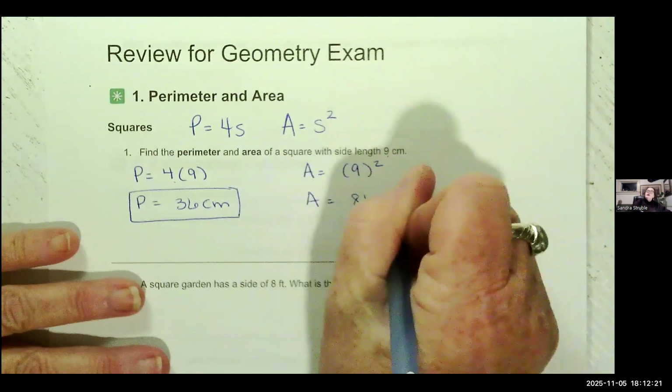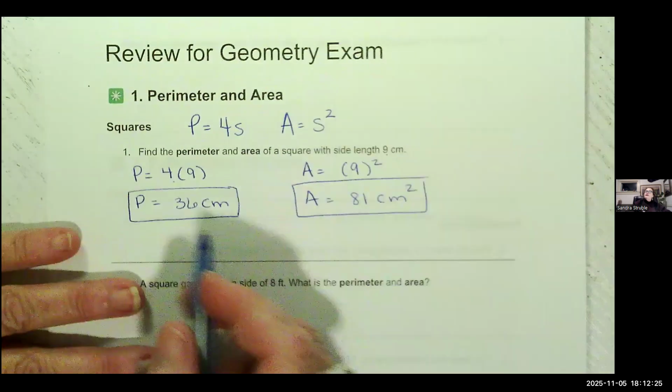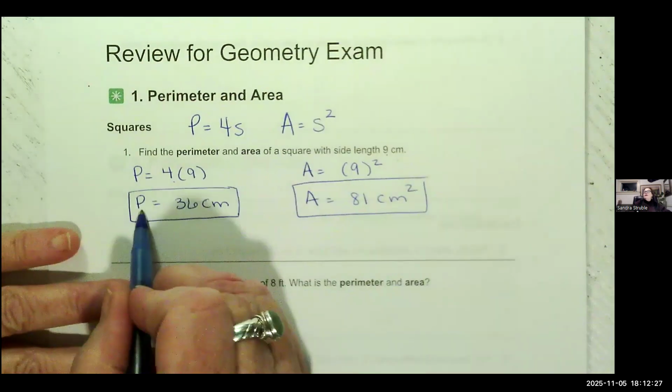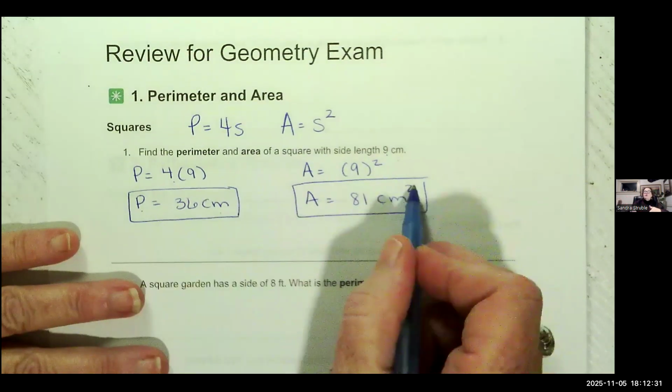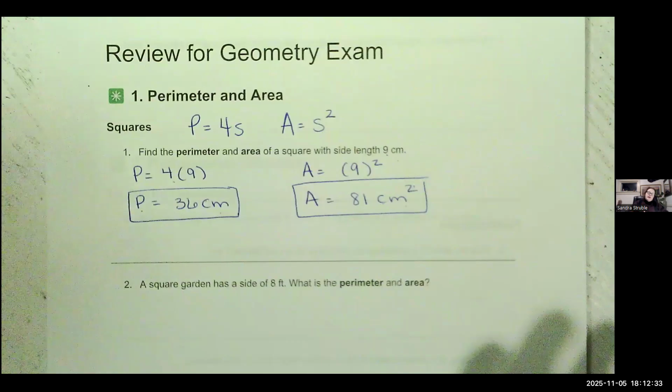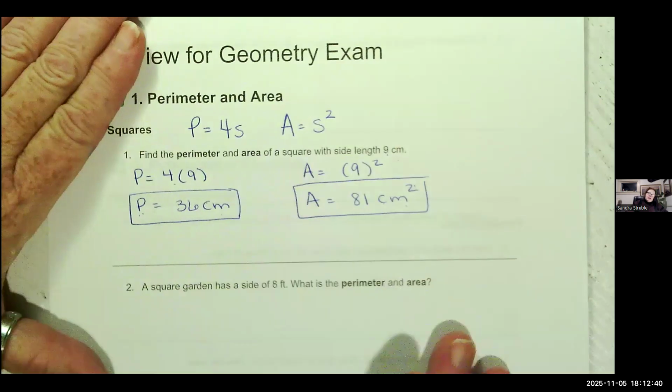When you're answering on the exam, please make sure to let me know what you're finding. Don't just write 36 centimeters and 81 centimeters squared. I don't know if you know if one's perimeter and one's area or not. So you're going to have to let me know what they are, and please box or circle your answers. That is also in the directions.